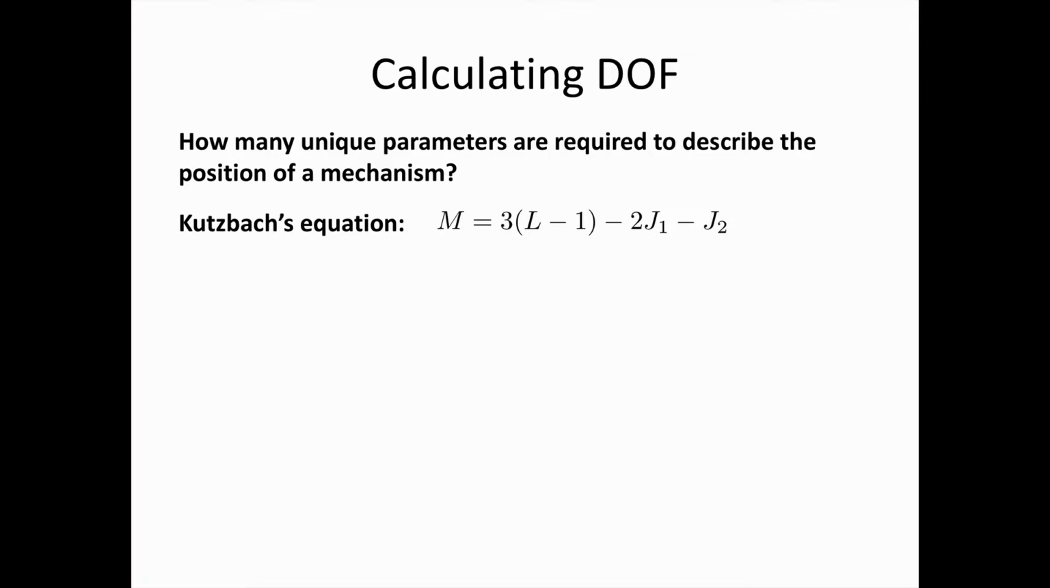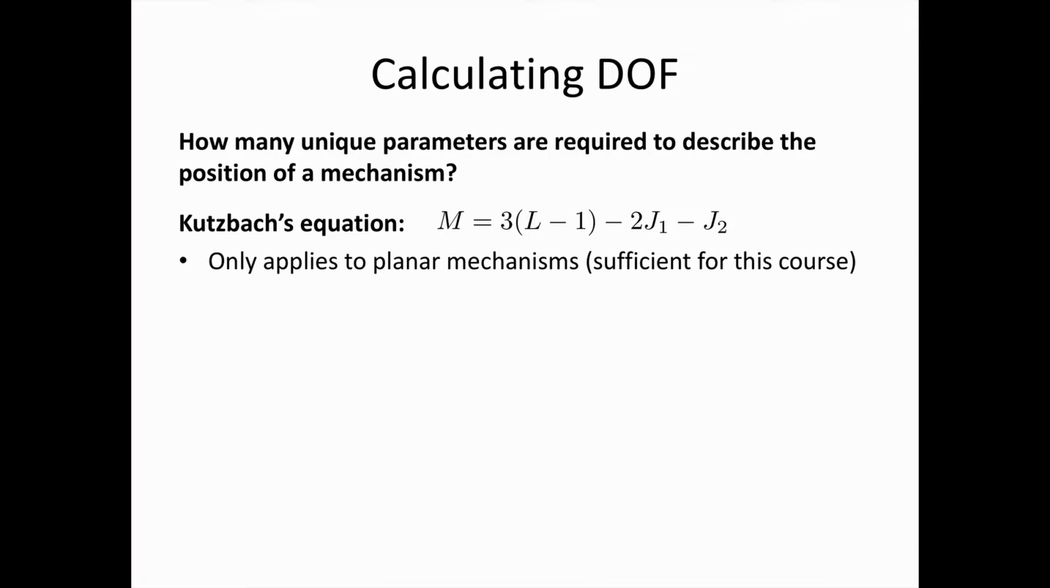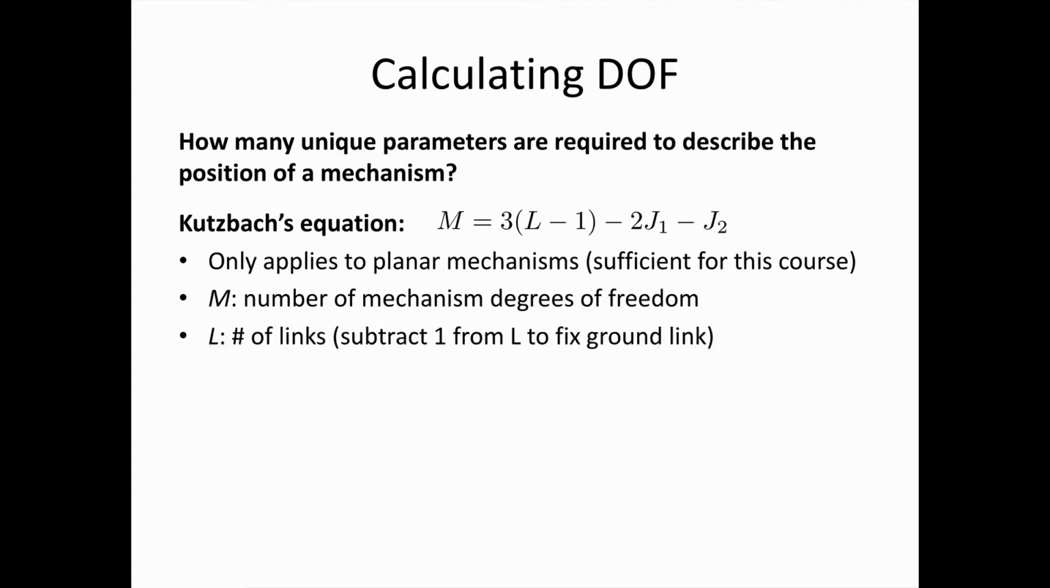This is Kutzbach's equation. This is a variant of Grubler's equation. This is a form that works well for the topics we cover in this class. And we want to calculate this for planar mechanisms. It's more complicated to expand to spatial, 3-dimensional mechanisms. Planar mechanisms are sufficient for this course. M is the number of degrees of freedom. L is the number of links.